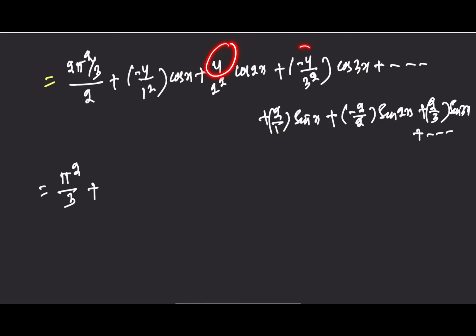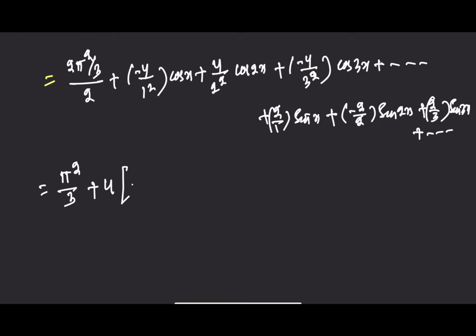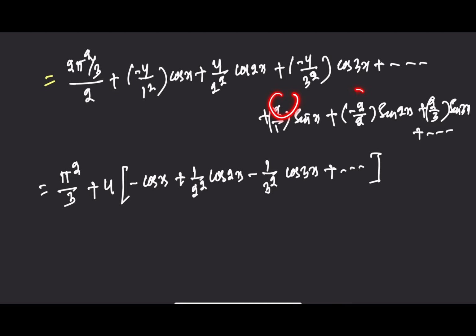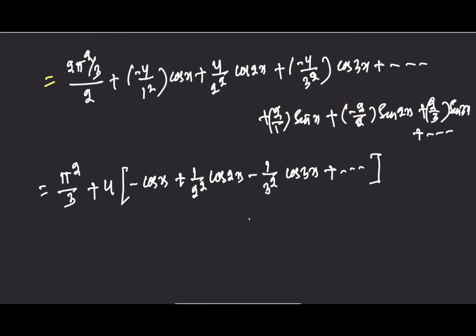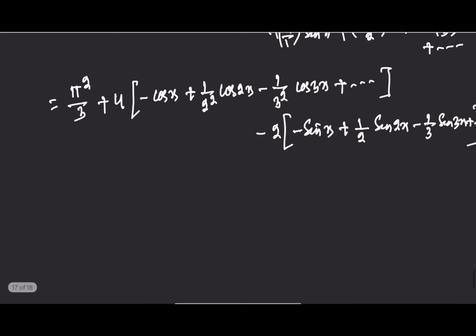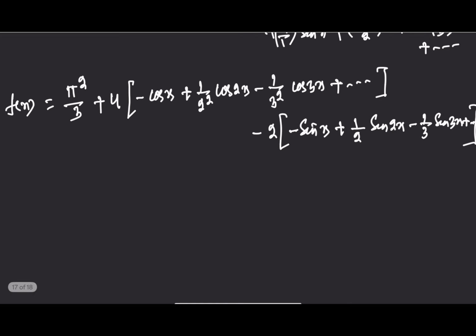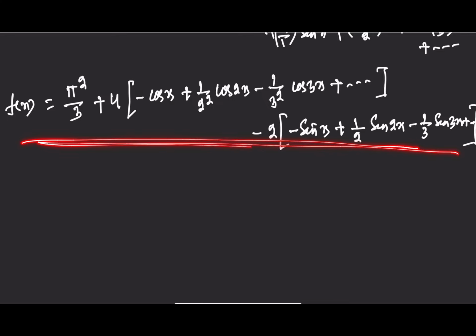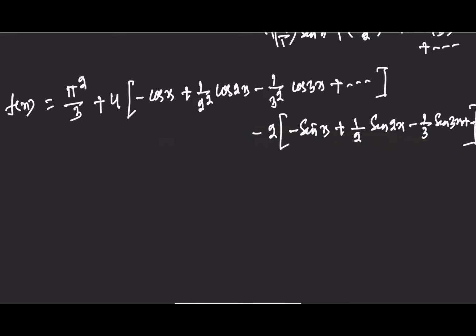Now take 4 common from the cosine series. We get, take minus 2 common from the sine series. We get this is the Fourier series expression of the function. Okay.